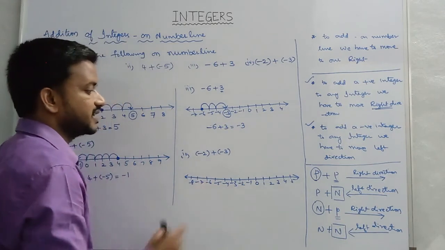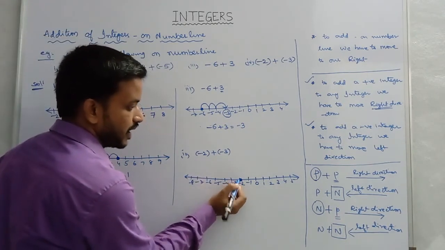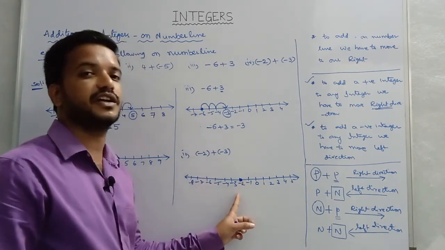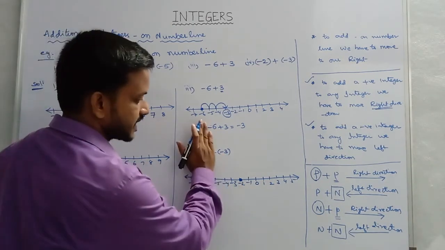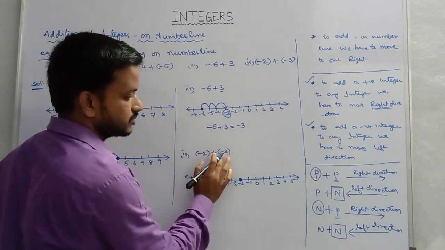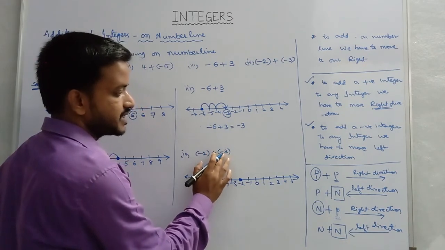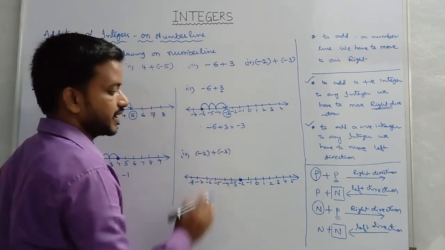So what is the first integer? It is minus 2. So you have to identify minus 2 on the number line. First integer. Okay. Now the second integer. What is the second integer? Is it positive or negative? It is negative, isn't it? It is a negative integer. Clearly it has a minus symbol, which means it is negative.